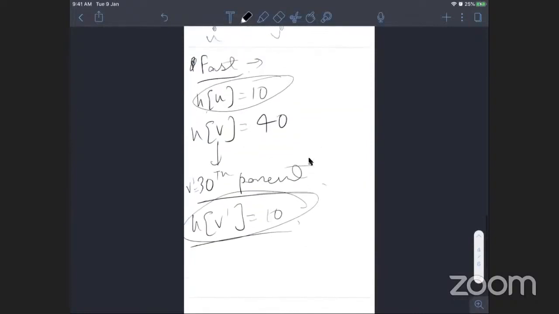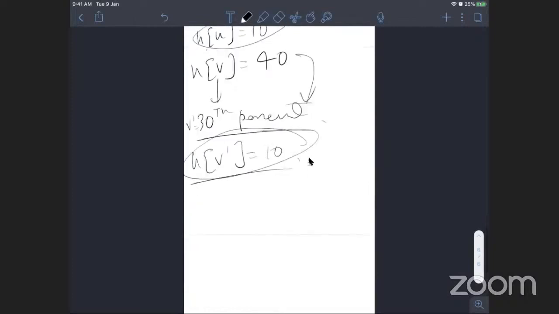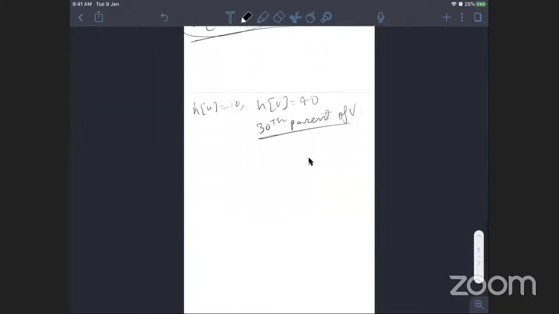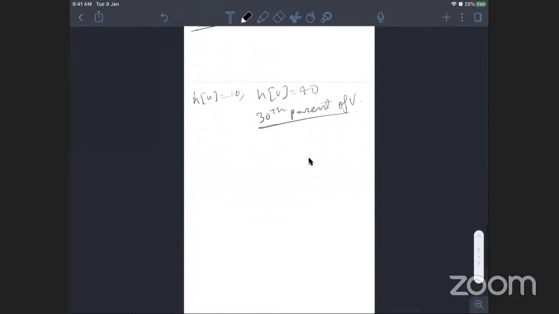Can you do this movement fast? That's the first question. Let's say we know that the height of U is 10 and the height of V is 40. Now we want to find the 30th parent of V. Can we find this 30th parent of V fast? Notice that to find the 30th parent of V, you can break it into powers of 2. So what is 30? 30 is 16 plus 8 plus 4 plus 2.